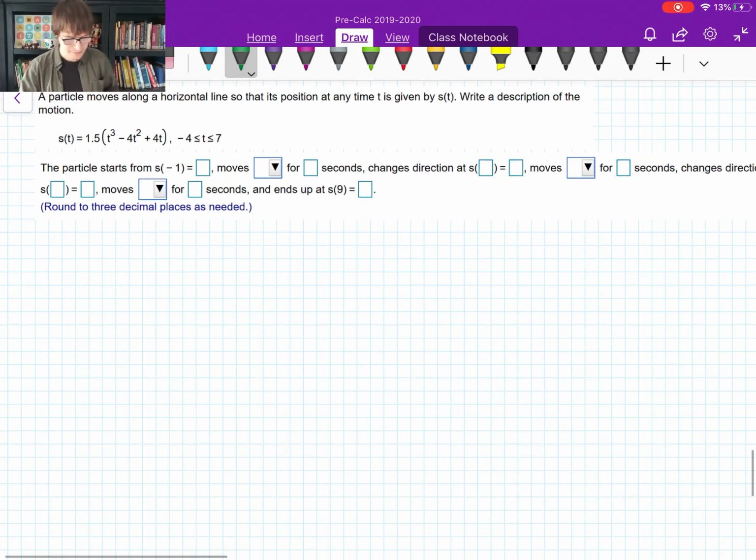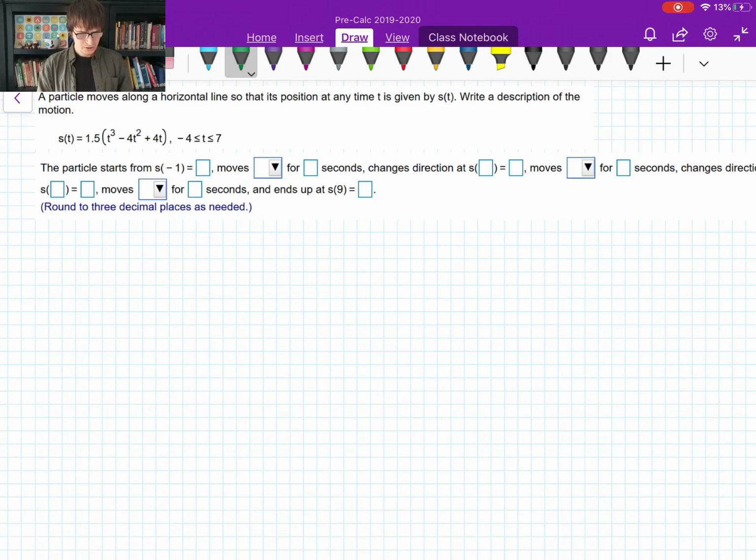All right, next problem. A particle moves along a horizontal line so that its position at any time t is given by s of t. Write a description of the motion. Okay. s of t equals 1.5 t cubed minus 4t squared plus 4t, where -4 is less than or equal to t, which is less than or equal to 7.